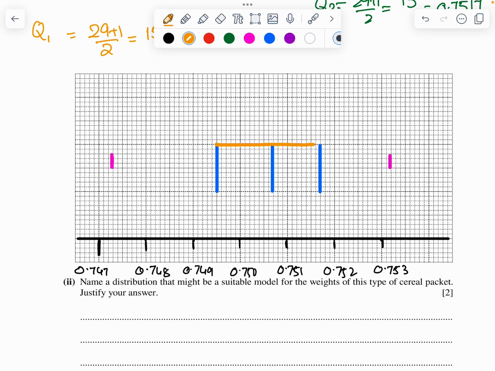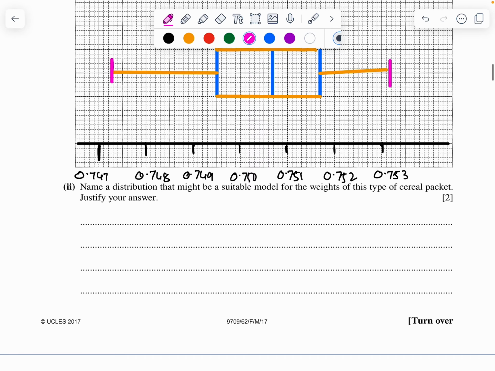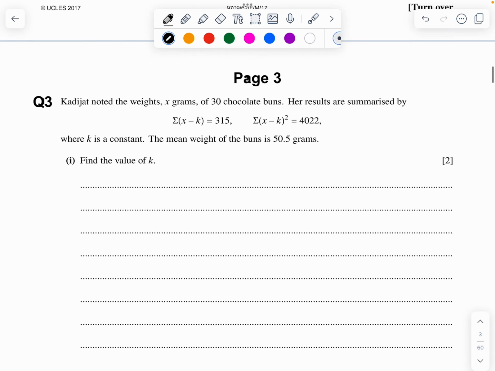Now join the box and the whiskers. These two are called whiskers. The whiskers should be big enough. This is the box and whisker plot. Name the distribution that might be suitable for this model. We can see that Q3 minus Q2 is the same as Q2 minus Q1. So which kind of distribution is that? If both are the same, it is normal distribution.